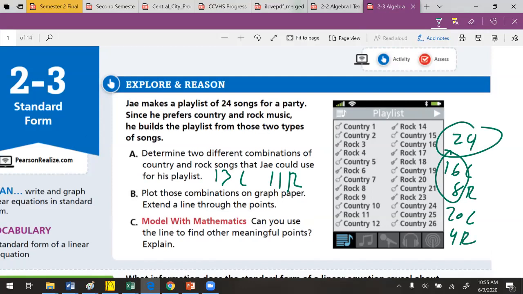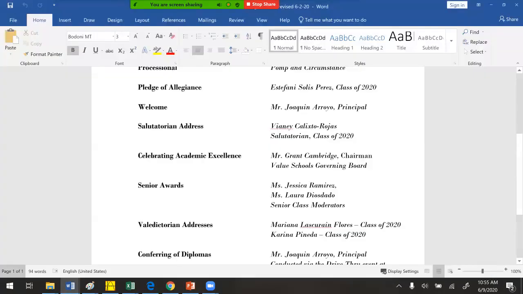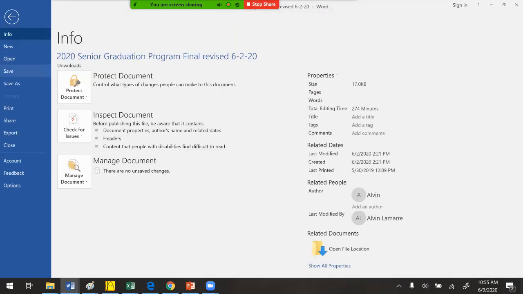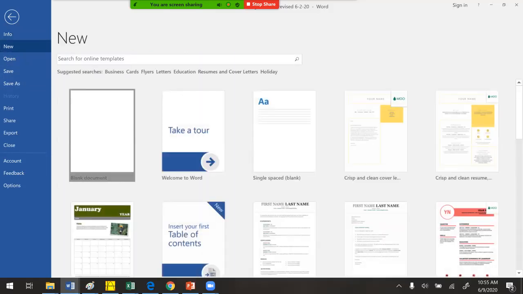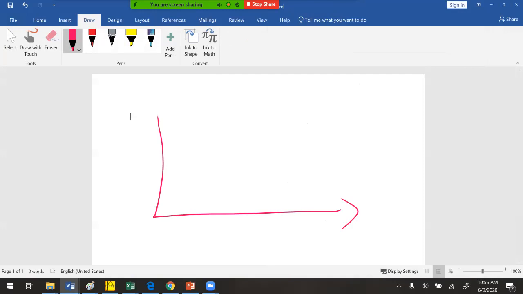Very, very important, okay? So we're gonna plot these combinations on graph paper. Here's my kicker, okay? We're not gonna really plot them per se. What I wanna talk about is what's the most amount of songs from one group and then the least amount of songs from another group. So I really only need one quadrant essentially. I'm gonna call this rock and I'm gonna call this country.